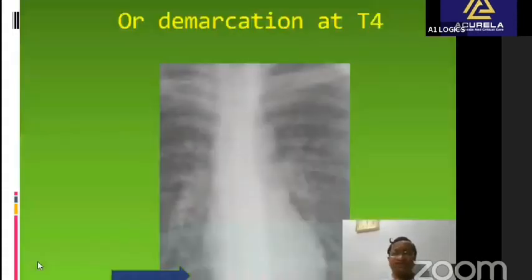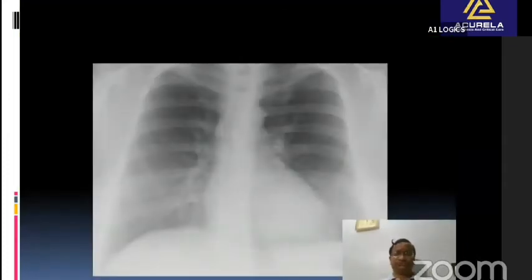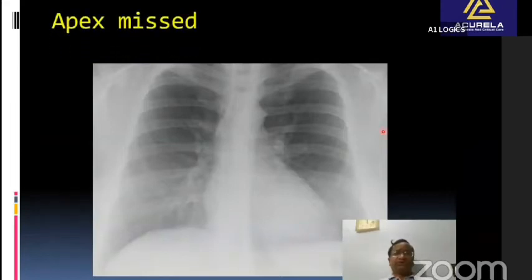Or otherwise, if we go to the T4 level, there you can see very clearly the upper and lower part of the vertebra, then it means the exposure is adequate. If you are not able to see the upper and lower part of the vertebra, then it is underexposed. Overall, we should see the X-ray.